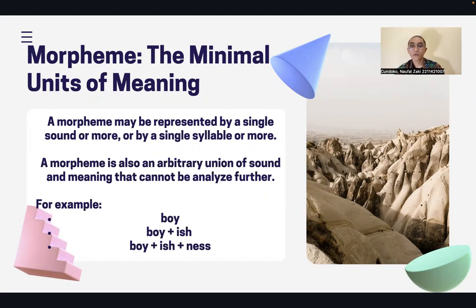As we know before, arbitrary is the absence of any natural or necessary connection between a word's meaning and its sound or form. Examples of morpheme: with one syllable, boy; with two syllables, boy-is; with three syllables, boy-ish-ness.